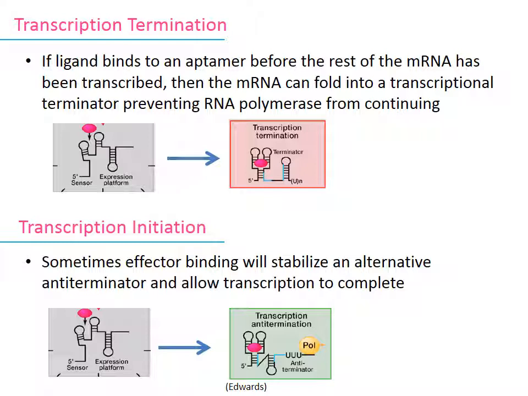A less common mechanism is transcription initiation. In this process, instead of creating a terminator, the effector binding will stabilize an alternative anti-terminator and allow transcription to be completed. Anti-terminators and terminators are mutually exclusive RNA conformations. Most 5' UTRs naturally assume an anti-terminator structure before binding.